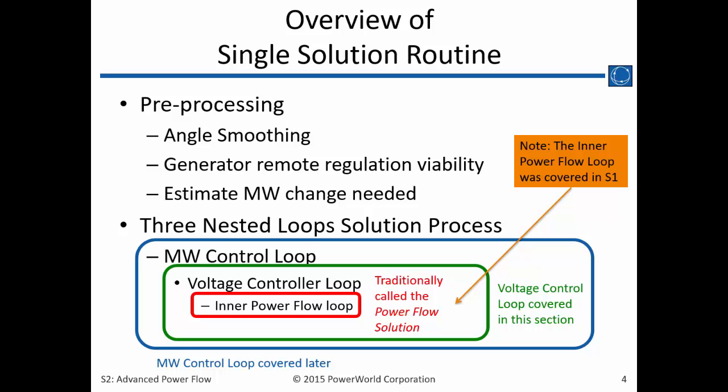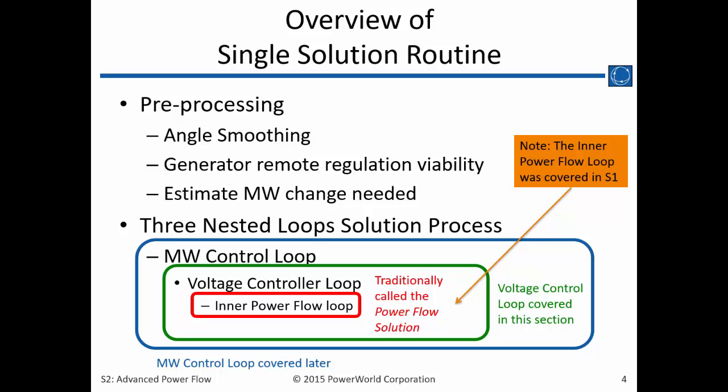We also estimate the megawatt changes needed if, for example, you have changed load and we're getting ready to solve the power flow. We will estimate what the generation output will approximately need to be to balance the load and apply it before we even do the solution, because we don't want a large difference between the load in the case and the generation in the case when you start trying to solve the power flow. The power flow may fail to converge if the difference between the generation and load is too high.